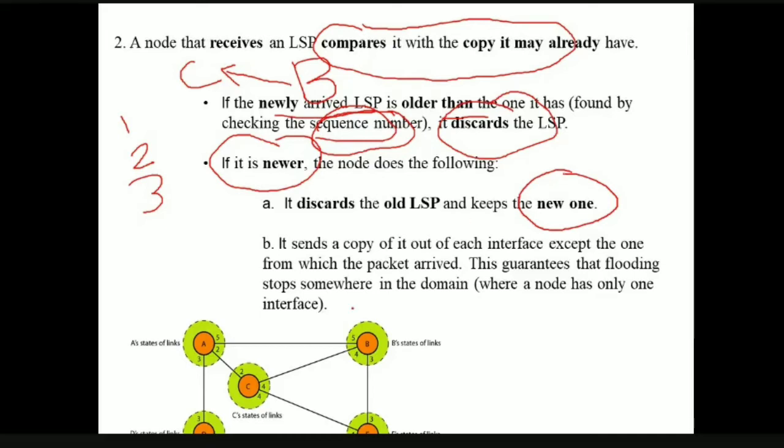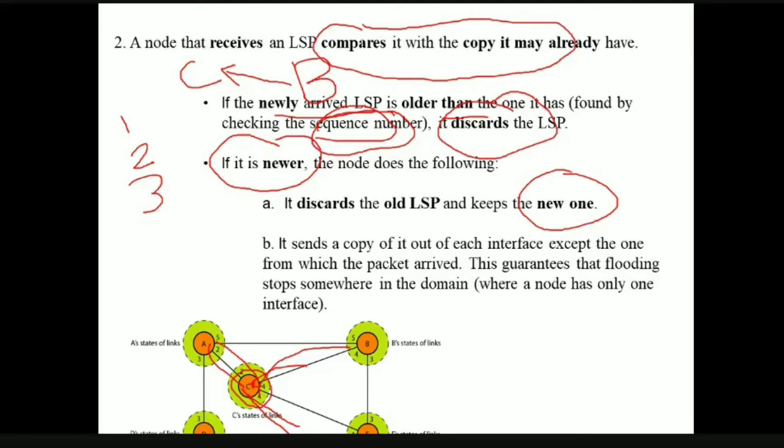And also what it will do: now it keeps the new one, because C got an updated value. It receives the packet, keeps this new packet, and sends a copy of this LSP to all the interfaces again. Okay, but if you see here, C actually received the packet from B. Now it is again flooding the information to A, to B, and to E.